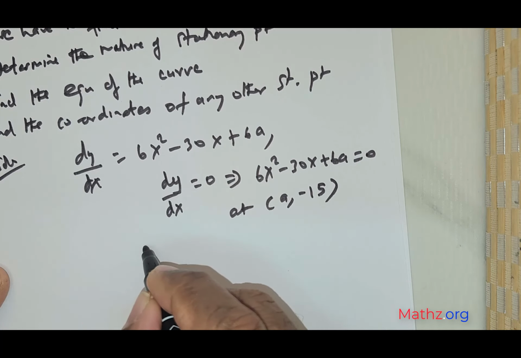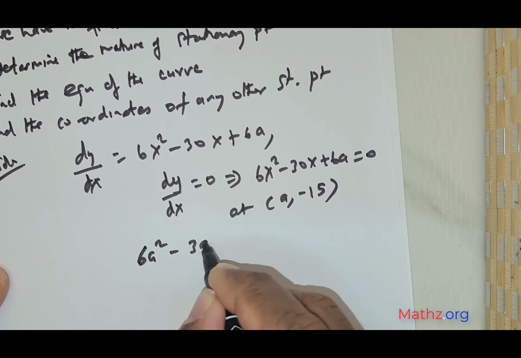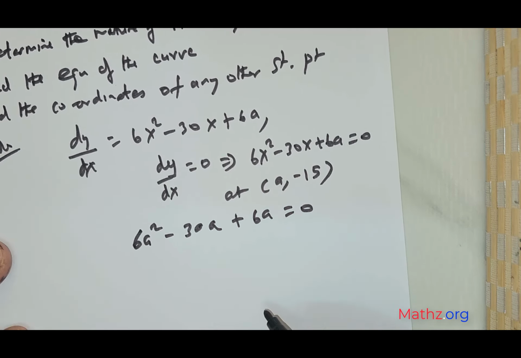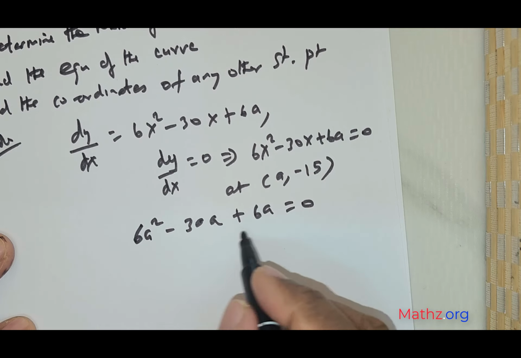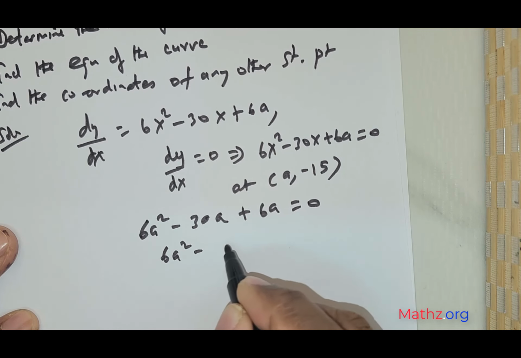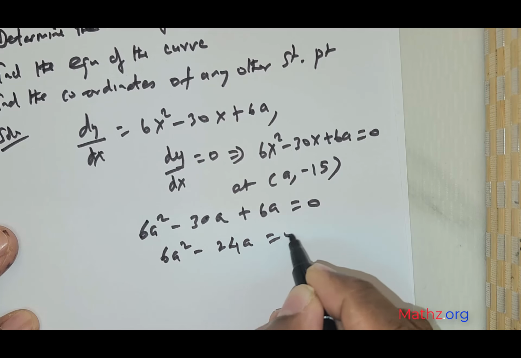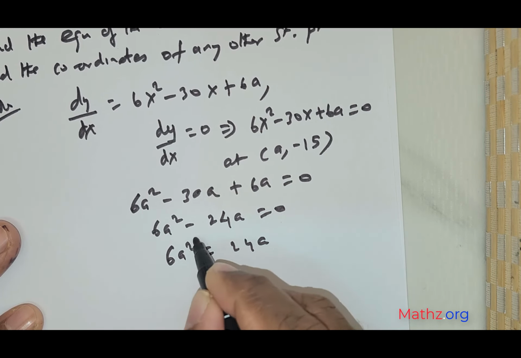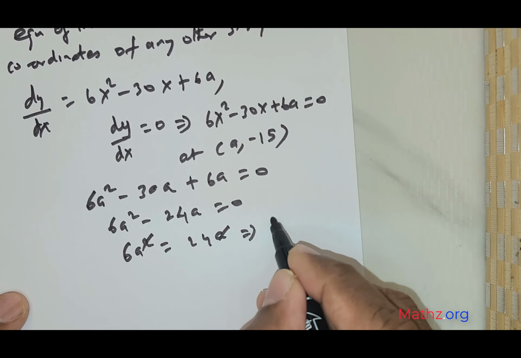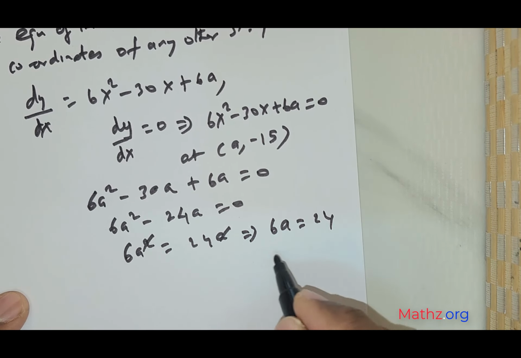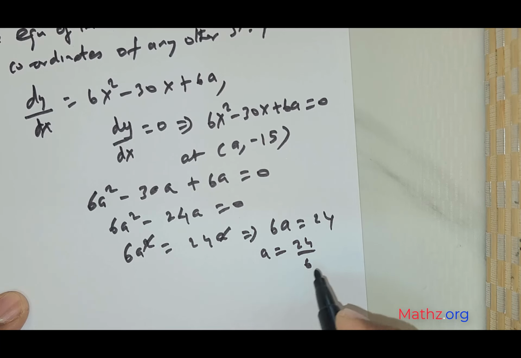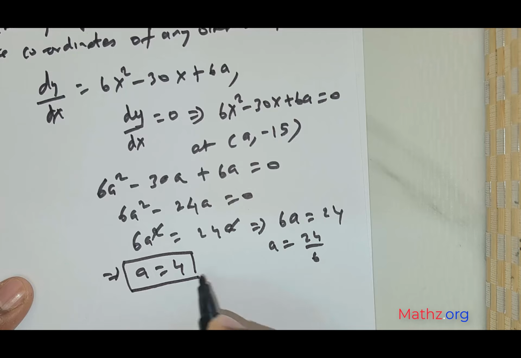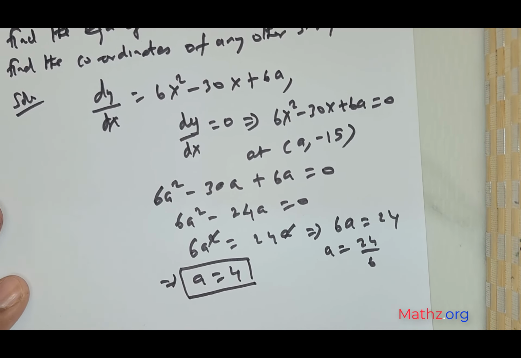So we substitute that value, and we get 6a² − 30a + 6a = 0. So this gives 6a² − 24a = 0. This gives 6a² = 24a. The a can be cancelled, so this gives 6a = 24. So a = 24/6, which means a = 4. So we have got the value of 4.